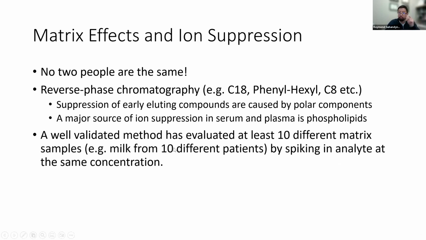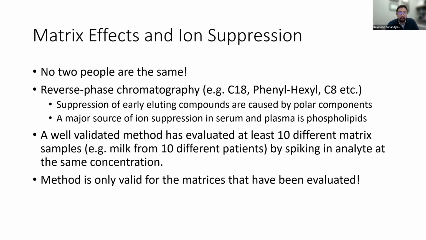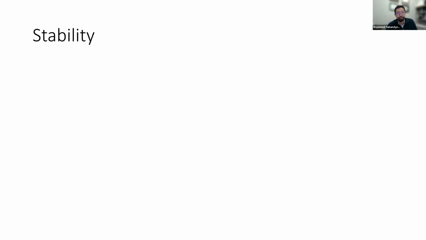Typically, at a minimum, we validate a method using at least 10 different individuals. For instance, for milk, from 10 different patients, we spike the analyte of interest at the same concentration. We show that we are able to quantitate that concentration accurately in all 10 patients. If any one patient fails, we go back and reevaluate the method. That gives us confidence that it's working and transferable to different people. And I cannot emphasize enough, the method's only valid for the matrices that have been evaluated. Just because it works in plasma doesn't mean it works anywhere else, or even in milk.